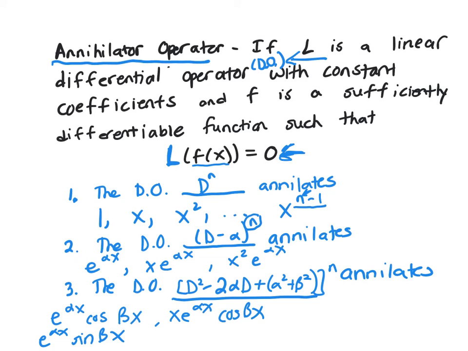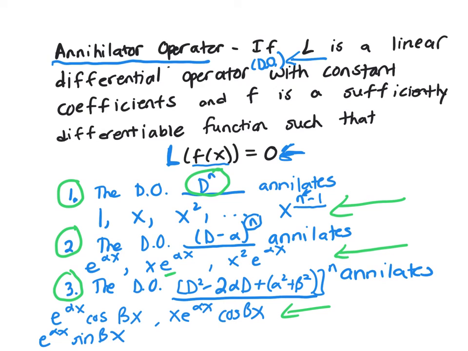So what I need for you to do now is make note of these 3 patterns. Go ahead and memorize. If it looks like one of these, your operator is d to the n. So basically in case 1, it's either constants or just the variable x. The second operator, you have to have an e. And the third operator, you're going to have cosines or sines showing up.